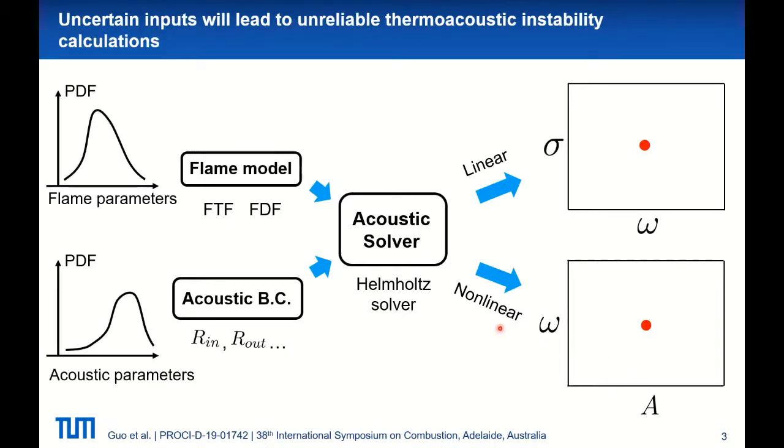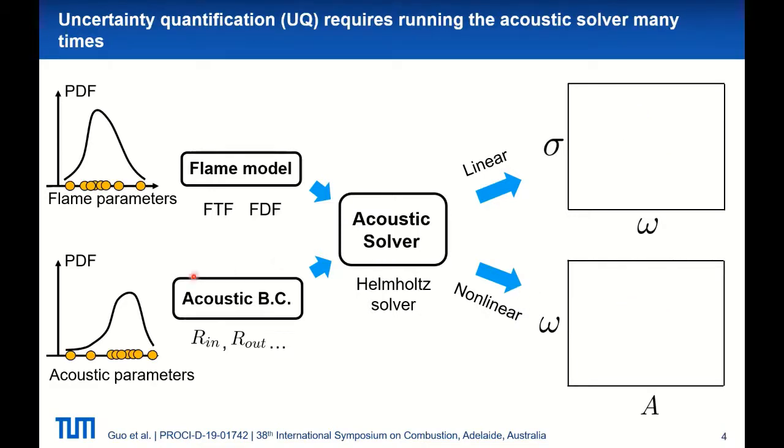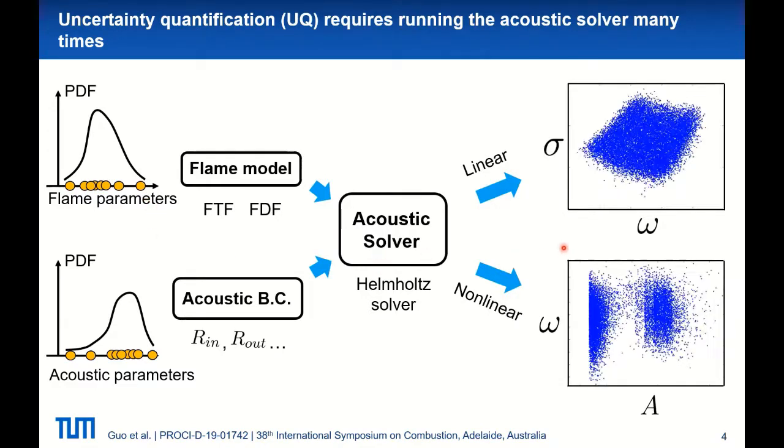In practice, it is often the case that our flame model parameters or acoustic boundary conditions are uncertain, which are usually described by probability density functions. Due to those input uncertainties, our output will not be deterministic, but rather stochastic. In order to quantify this output uncertainty, we usually perform Monte Carlo simulations. Simply put, we draw samples from those input PDFs, and we calculate their corresponding eigenvalues to get their distributions.